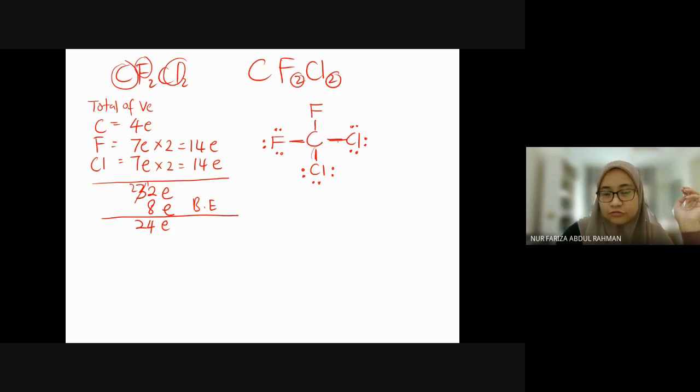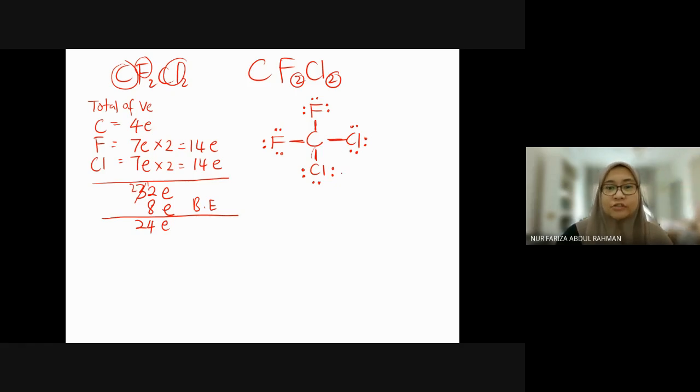Total 2 more electron come from bonding electron. So we have 8 electron for this fluorine. 1, 2, 3, 4, 5, 6. The 6 yang kita distribute plus these 2 electron. So in total, this fluorine has 8 electron. So each of the terminal atoms is now already octet.